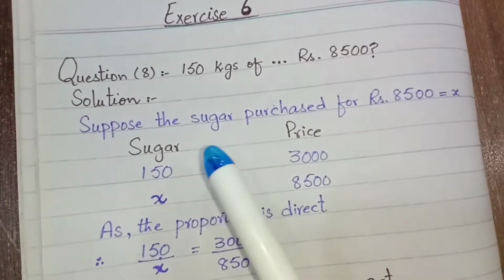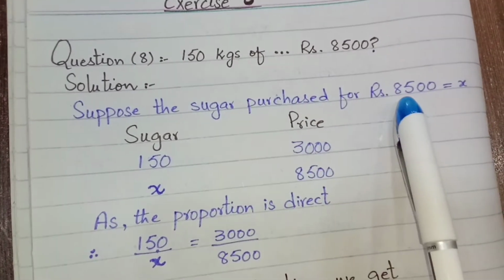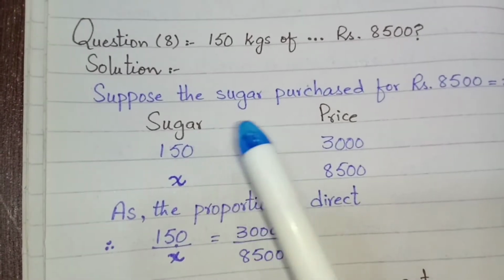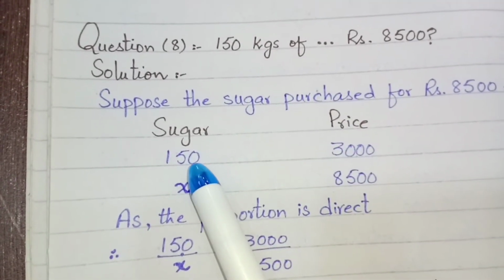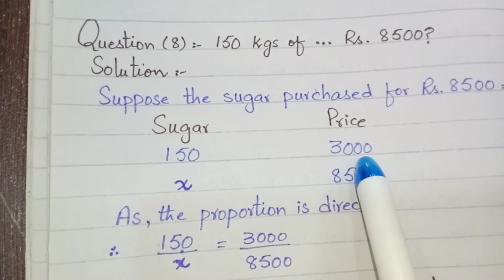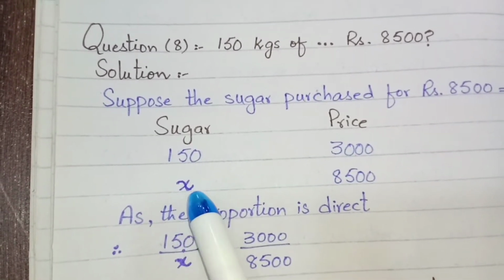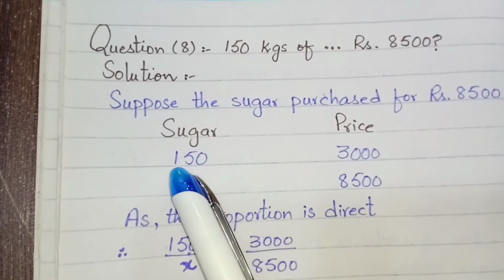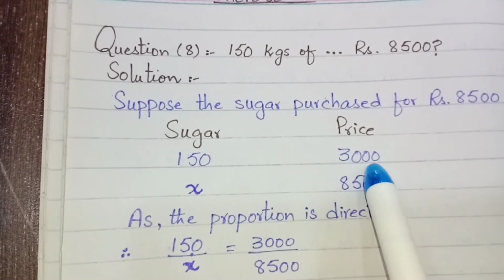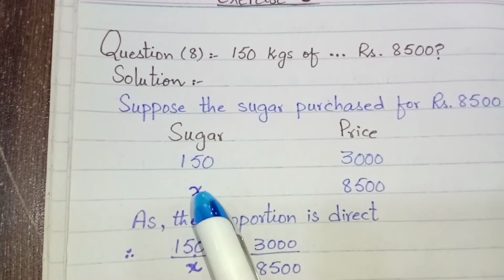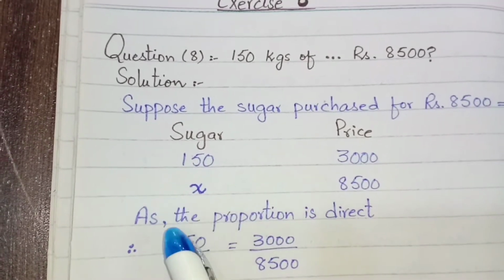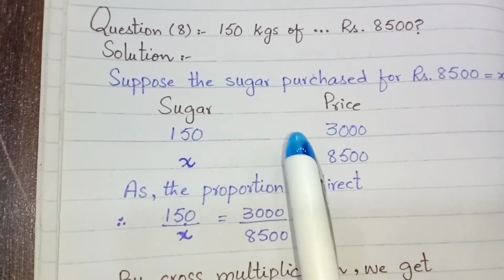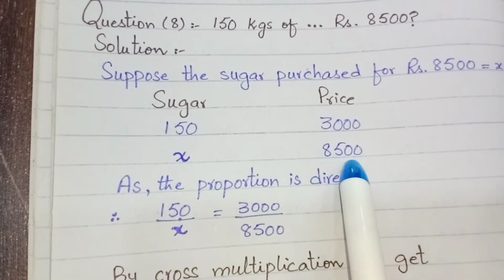So first of all, we have to let the sugar purchased for rupees 8500 be x. Two quantities are involved in this question, that is sugar and price. So 150 kilograms of sugar can be purchased from rupees 3000. So we have to find how many kilograms of sugar can be purchased from rupees 8500. As the price is increased, the number of kilograms of sugar will also be increased. So the proportion is direct. So we have to write 150 over x equals 3000 over 8500.